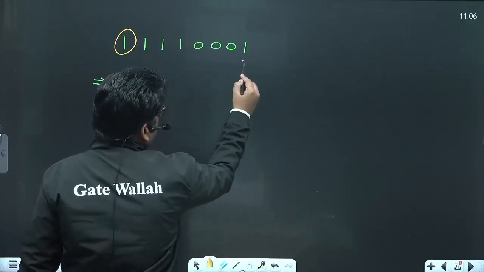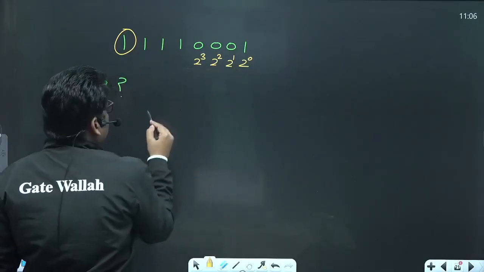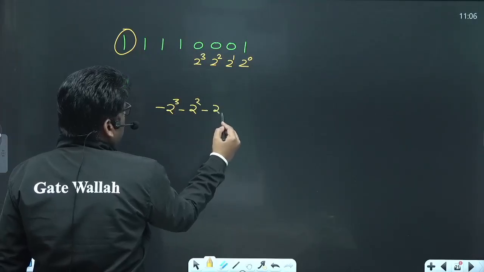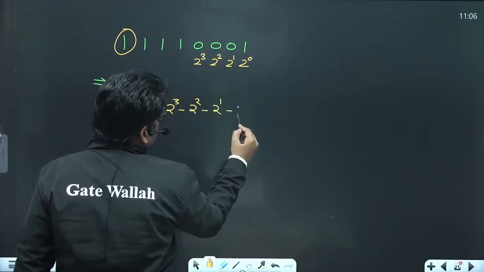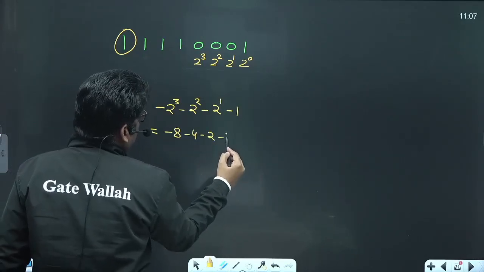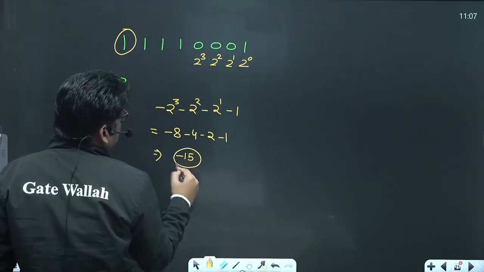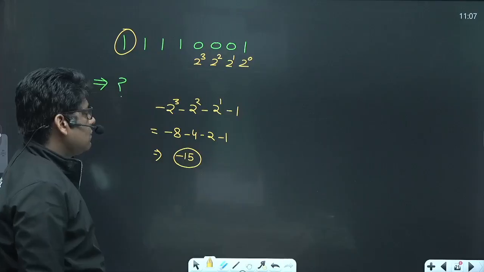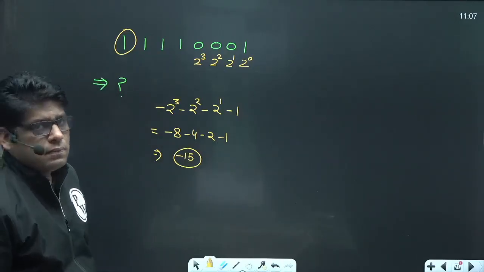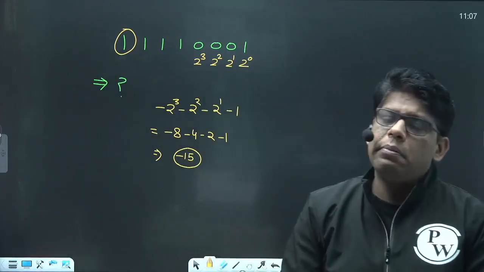Only focus on the zeros. So 2 raised to the power 0, 2 raised to the power 1, 2 raised to the power 2, 2 raised to the power 3. So what is the value? Minus of 2 raised to the power 3, minus of 2 raised to the power 2, minus of 2 raised to the power 1, and put an extra minus 1. So it is minus 8, minus 4, minus 2, minus 1. If I am not wrong, it is minus 15. Am I right?